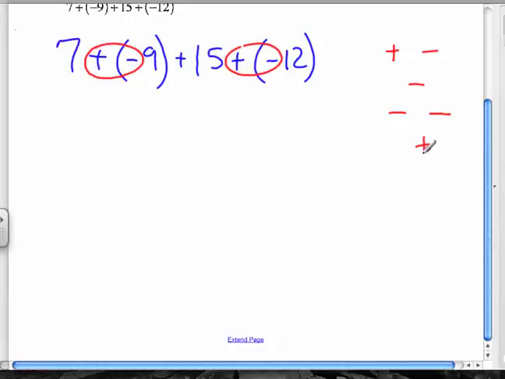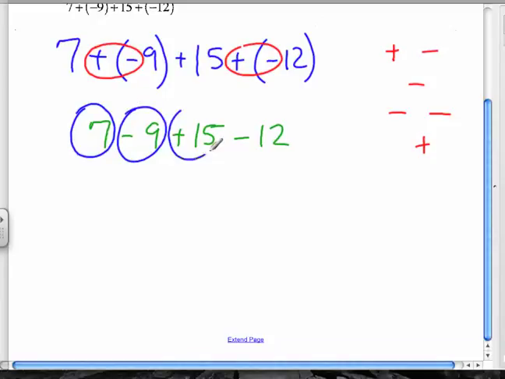I'm going to rewrite this first expression that we have. 7 plus negative 9, that's the same thing as 7 minus 9 plus 15 and then minus 12. That makes it much simpler. How many terms do I have, Curran? You have 4. I have 4 terms. The first one is 7, the second one's negative 9, the next one is positive 15, and the last one is negative 12. And I just need to combine those things.